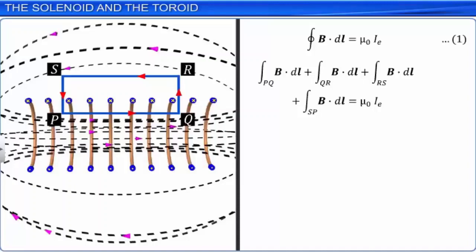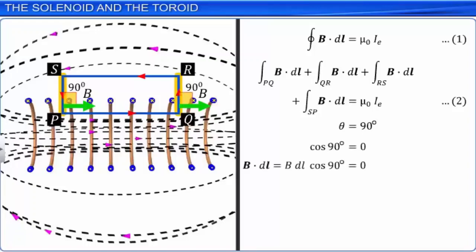The line segments QR and SP of the Amperian rectangular loop are perpendicular to the magnetic field. Thus, the angle between the direction of current through these segments of the loop and the direction of the magnetic field is 90 degrees. As cos 90 degrees is equal to 0, B dot dl is equal to B dl cos 90 degrees, which is equal to 0. Hence, integral over QR B dot dl is equal to integral over SP B dot dl is equal to 0. Let this be equation 3.